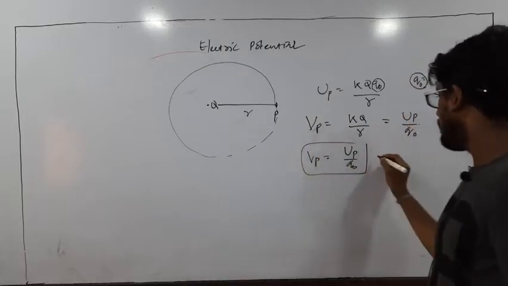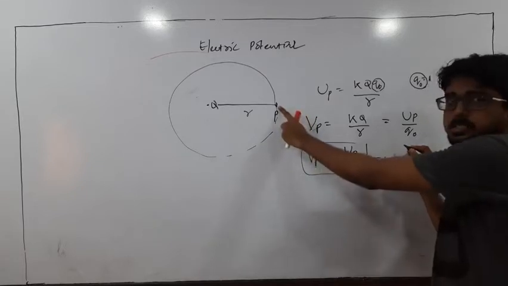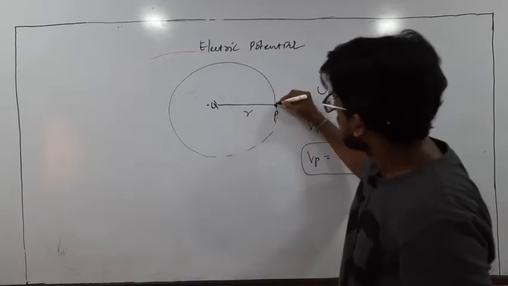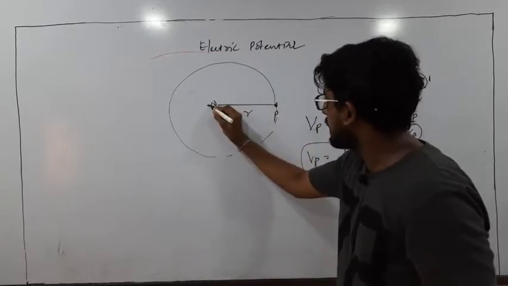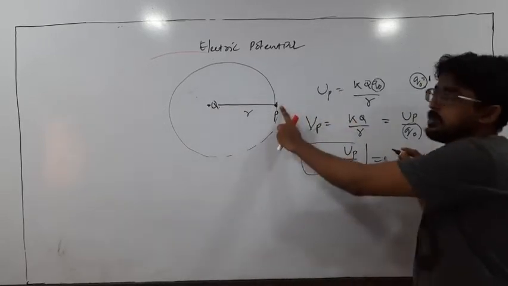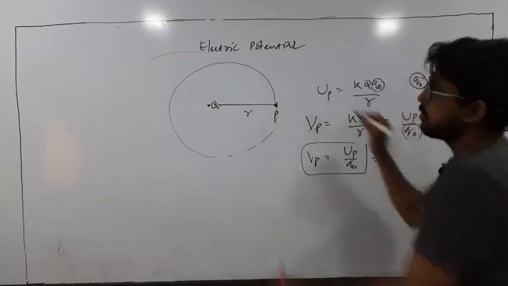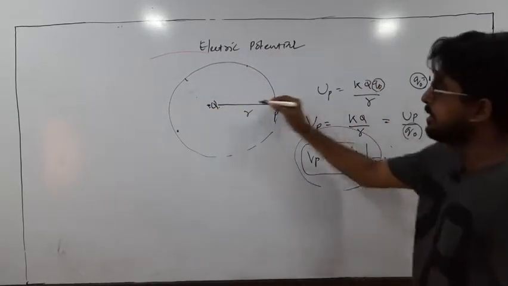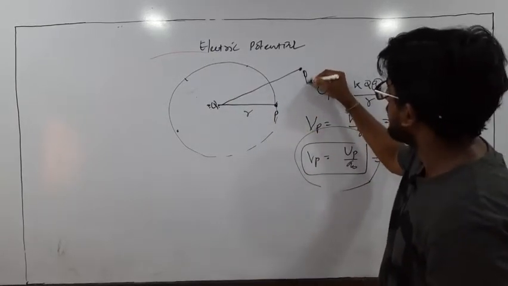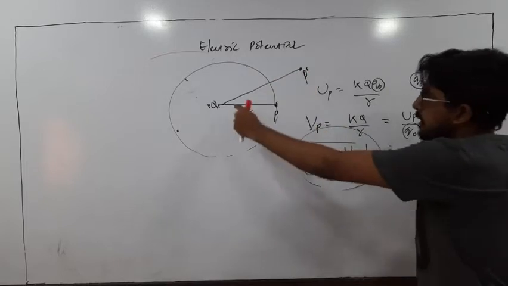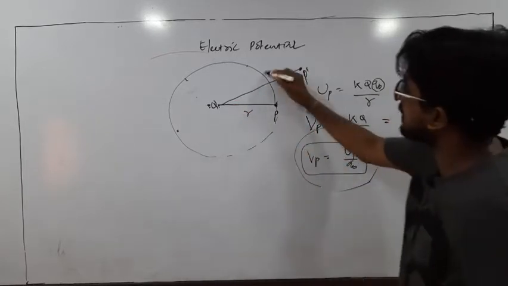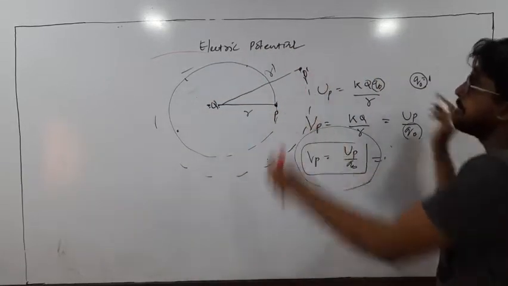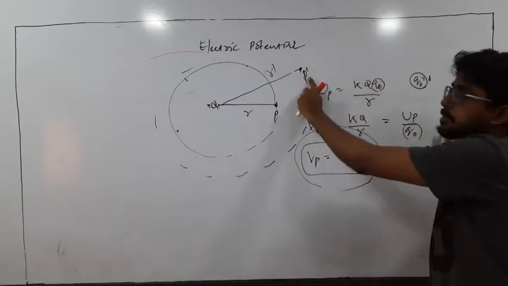U by Q naught, or K Q by R. This is the potential at this place, which is independent of the test charge. That means the electric potential is the property of the location. So at this distance R from the point Q, if I place any charge, the potential will be the same. At any place which is at a distance R from the source charge, the potential will remain constant. If I change the distance, let this be position P dash, at a distance R dash from the source charge, then at all positions at distance R dash the potential will remain the same. Maybe the test charge varies, but the potential at this point will remain constant.